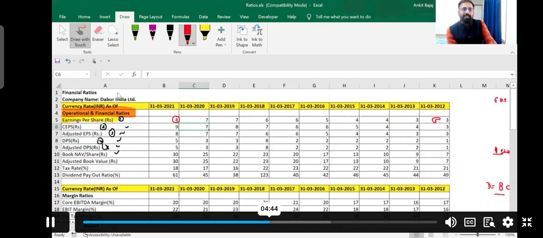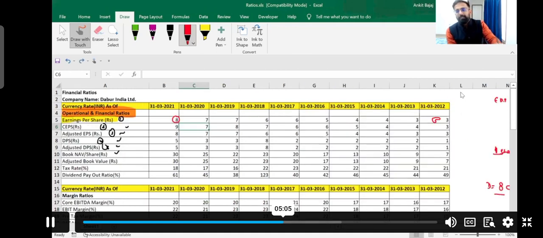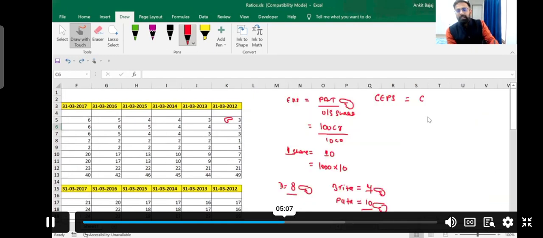Now what is the next concept? The next concept is CEPS, that is cash earning per share, right? We have discussed EPS, and the formula of EPS was PAT. What is CEPS? CEPS means cash earning per share, right? So instead of taking PAT here, we will be taking cash profit. We will be taking cash profit here.